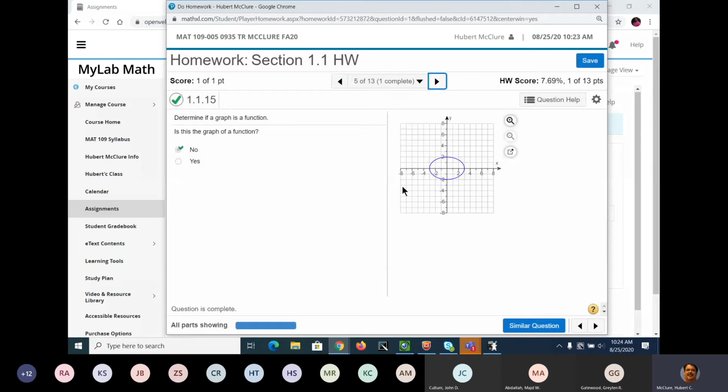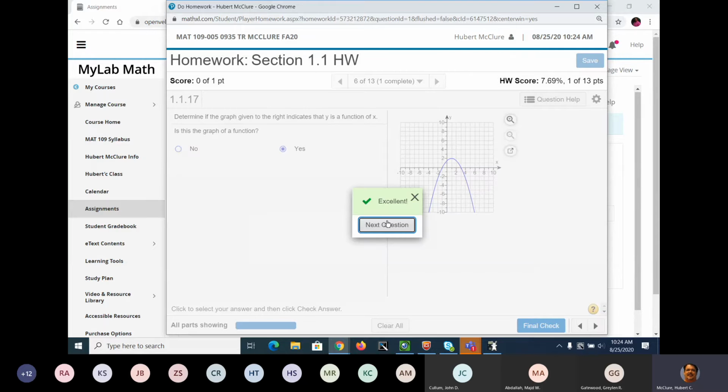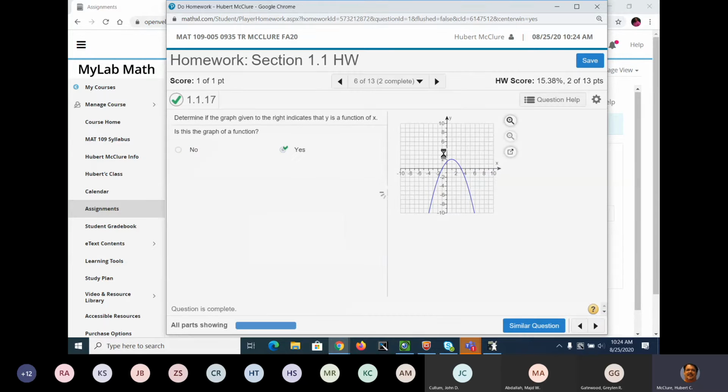Okay, we already did this one. This one is not a function. The horizontal line test and the vertical line test both tell us it's not a function. Determine the graph that indicates yes, it is a function because of the vertical line test. The vertical line test tells you if it's a function. The horizontal line test tells you if it's a one-to-one function.